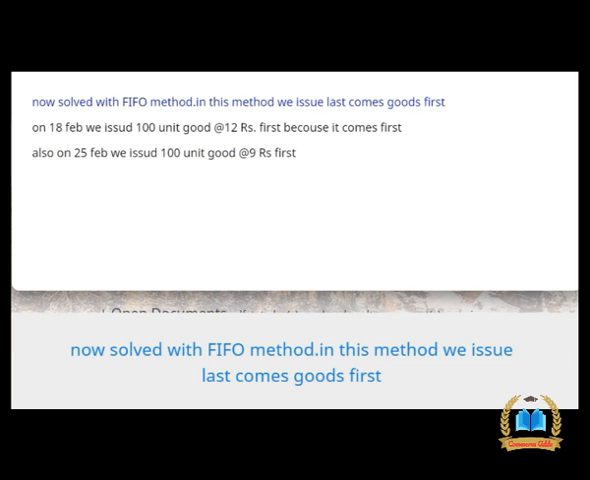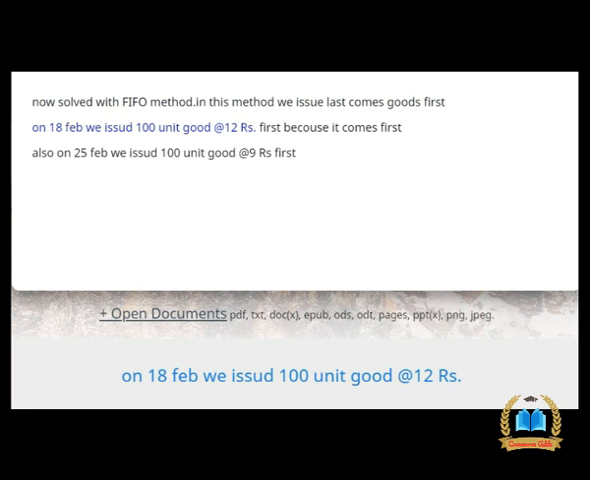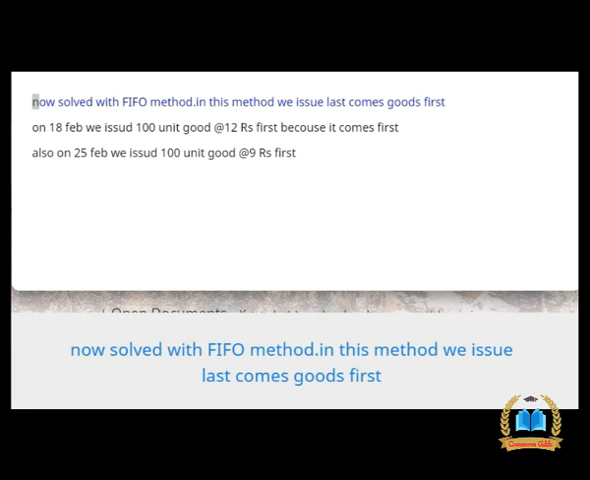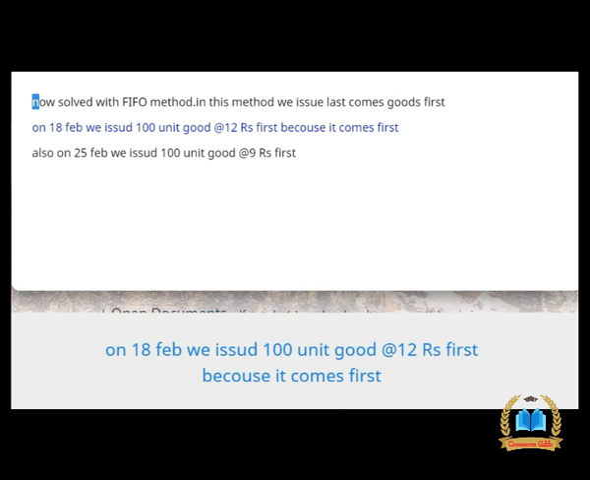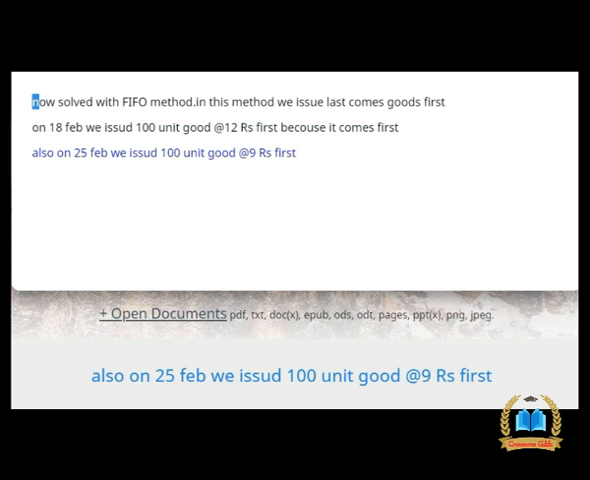Now solved with the FIFO method. In this method we issue first-arrived goods first. On February 18th we issued 100 units of goods at 12 Rs first because it comes first. Also on February 25th we issued 100 units of goods at 9 Rs first. Also on February 25th we issued 100 units of goods at 10 Rs.